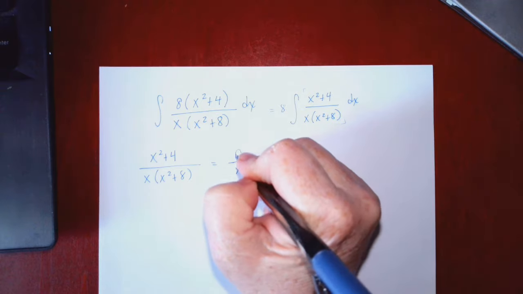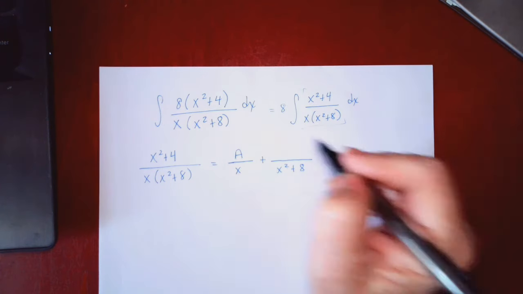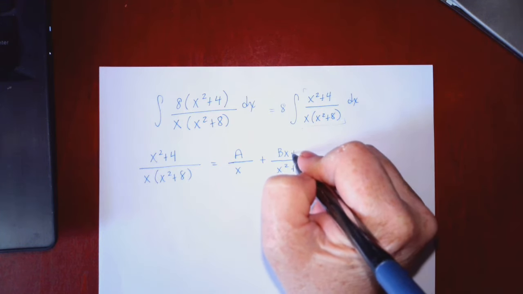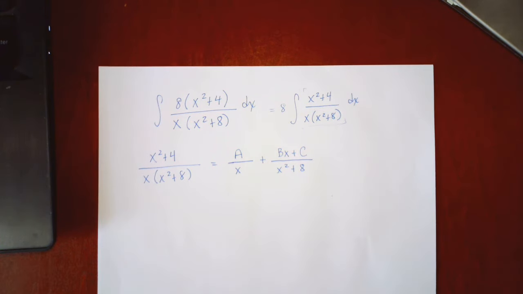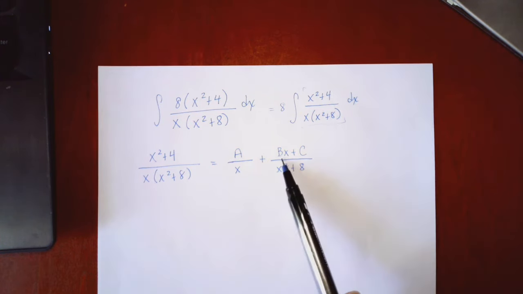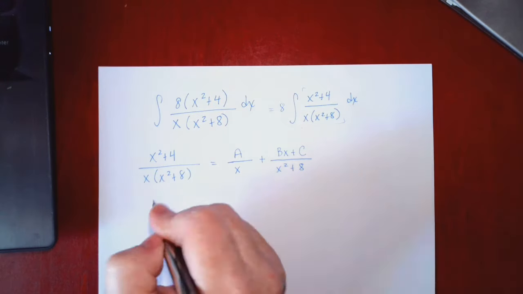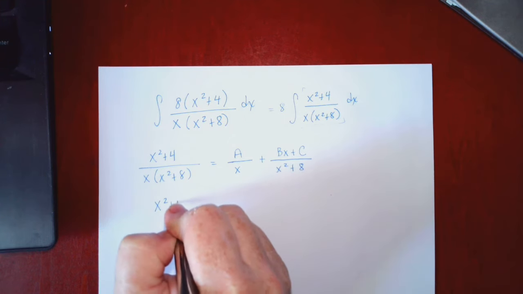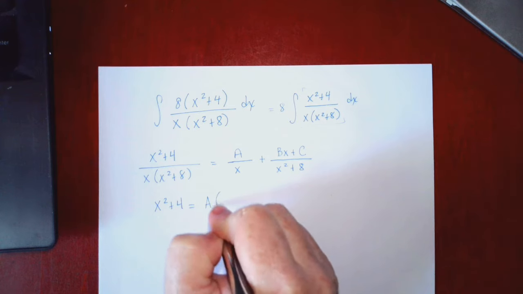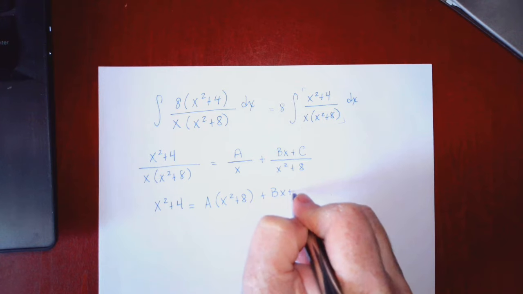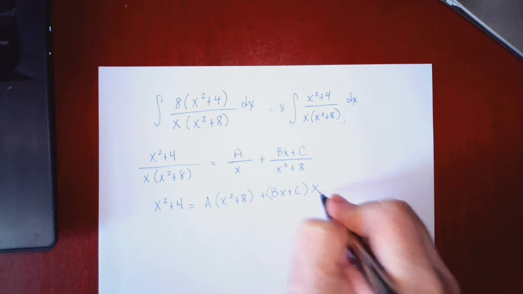The numerator of my linear fraction will be an a, and the numerator of my irreducible quadratic denominator will have a bx plus c. Now, it's possible when we work through this that either b or c ends up being 0, but we have to take into consideration the possibility that it's not. Multiply both sides by the least common denominator, and we'll get x squared plus 4 is equal to a times x squared plus 8 plus bx plus c times x.